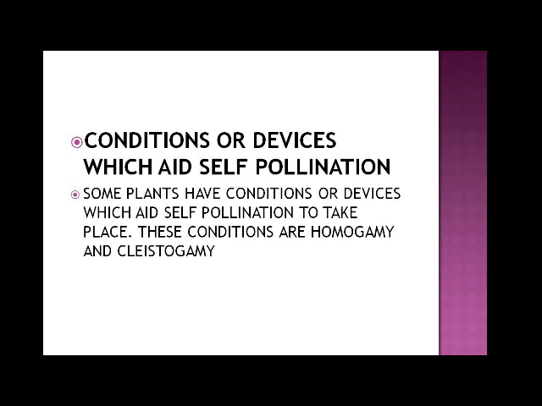Now, we are going to look at these conditions. What are these conditions? Naturally, we have plants whose conditions for self-pollination only take place as a result of what have been termed homogamy and cleistogamy. We are going to look at these two variables individually.